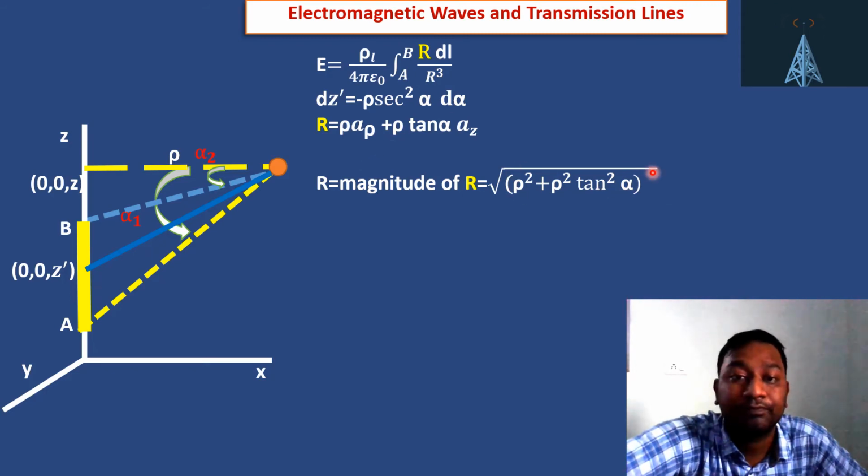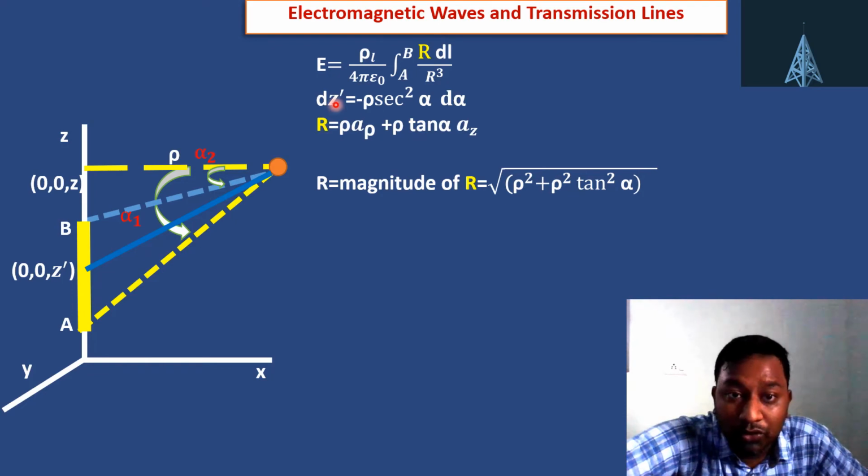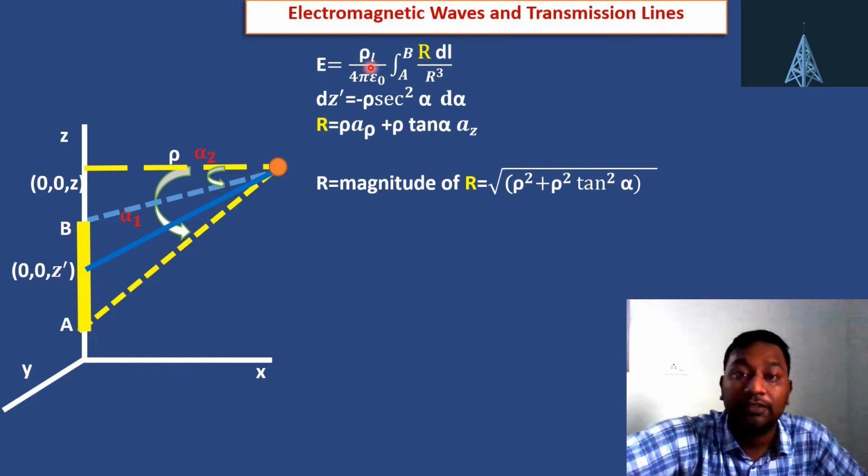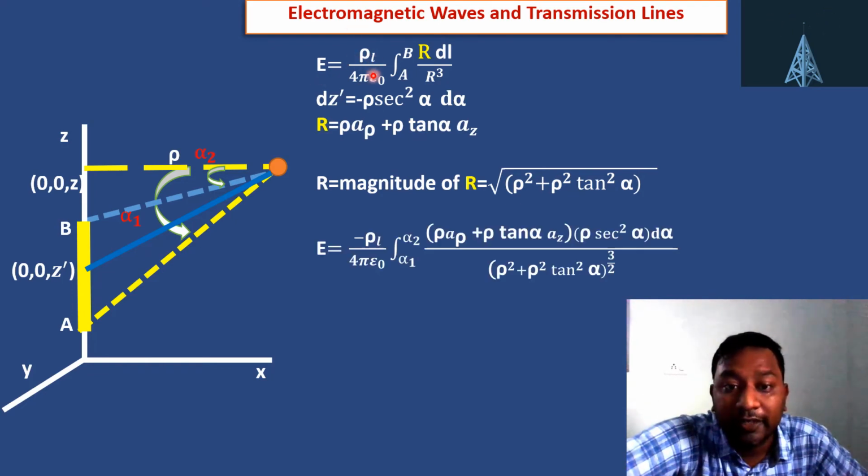Okay, so now we will put all those things in this particular equation. So what will be the value? ρL divided by 4πε₀ times (ρ aρ + ρ tan α az) — this is for the r vector. This one is −ρ sec²α dα for dl. So here the minus we are keeping outside, and for r³ we can write (ρ² + ρ² tan²α) to the power 3/2.